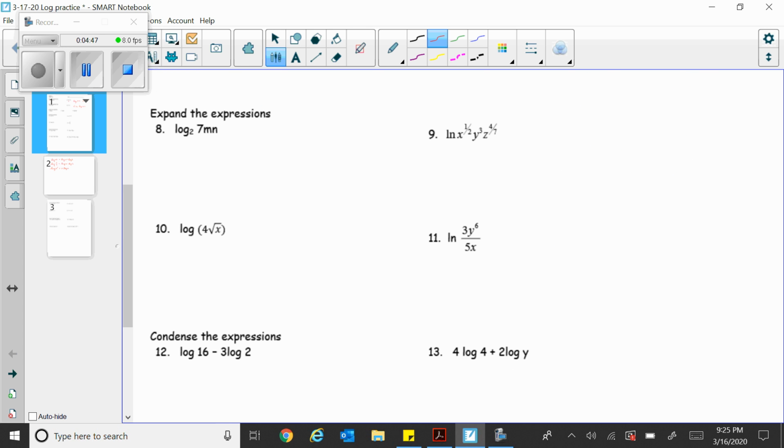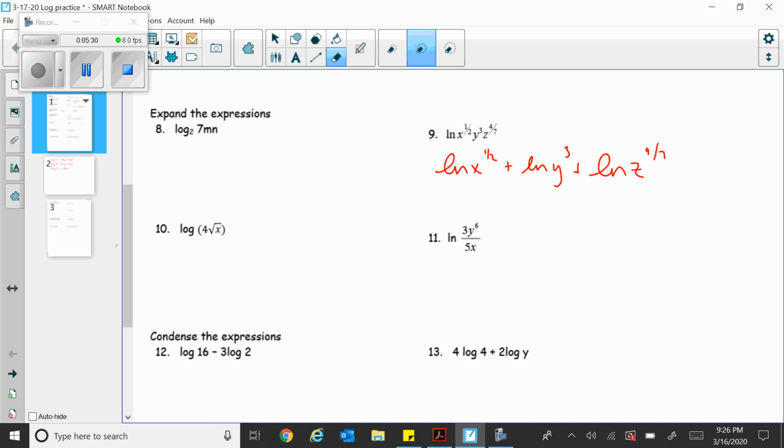So if we looked at, for example, number 9, there's a lot of multiplication going on there. In fact, there are 3 things being multiplied together. There's an x to the 1/2 power, there's a y to the third power and a z to the 4/7 power. So instead of multiplying three things, I can do three different natural logs and add them together. So this would become the natural log of x to the 1/2 power plus the natural log of y cubed plus the natural log of z to the 4/7 power.